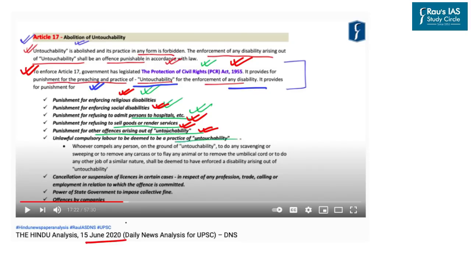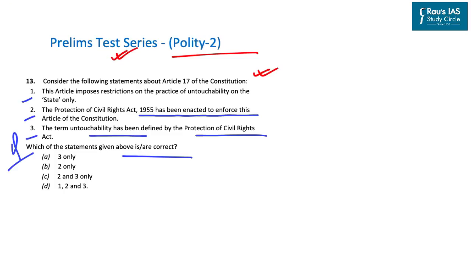So, in the same DNS dated 15 June 2020, we also discussed in detail about the Protection of Civil Rights Act 1955 and also various punishments which have been provided with respect to enforcement of untouchability under this legislation. However, this legislation does not define untouchability. Now, if we go through the first statement, it says that Article 17 imposes restrictions on the practice of untouchability on the state only.